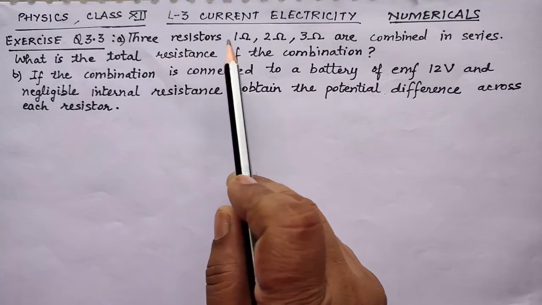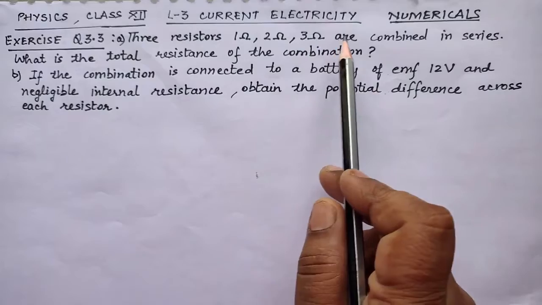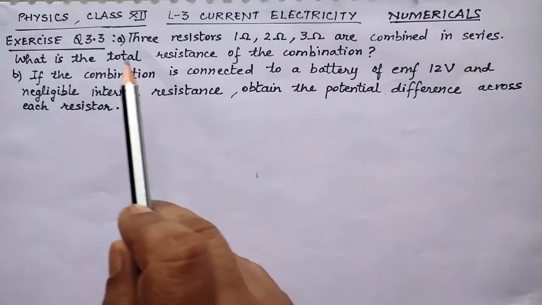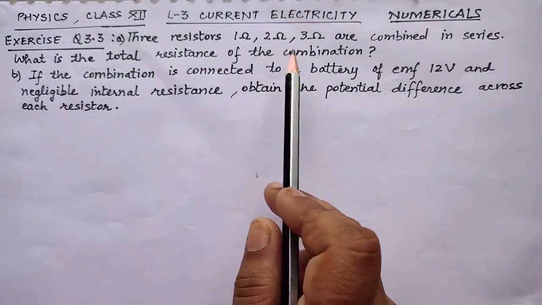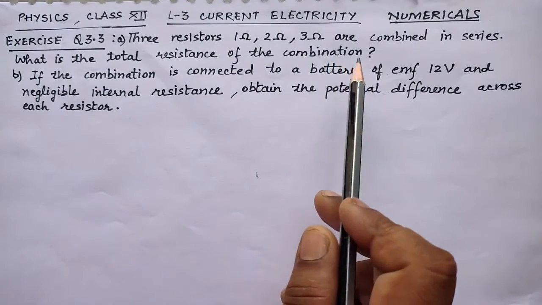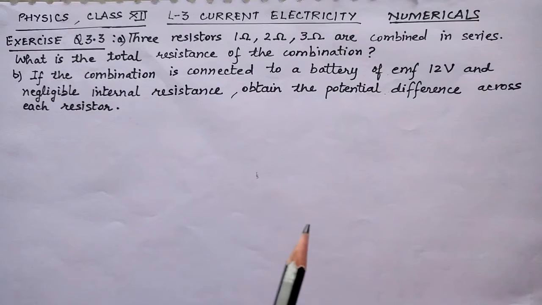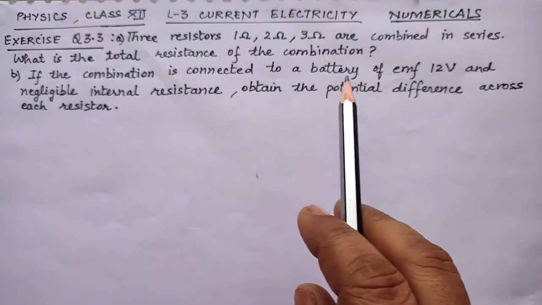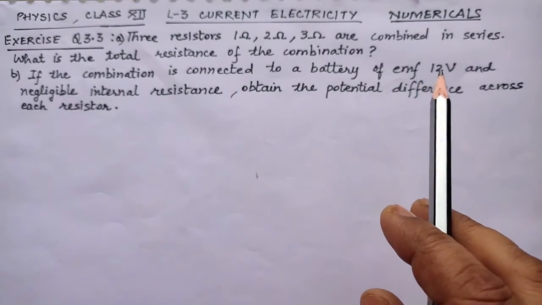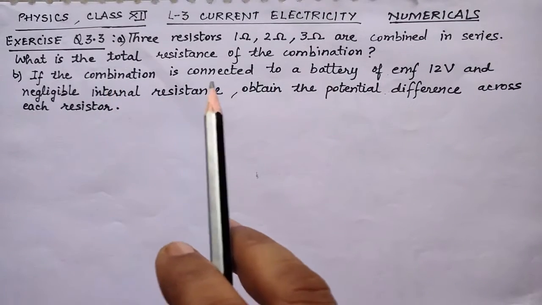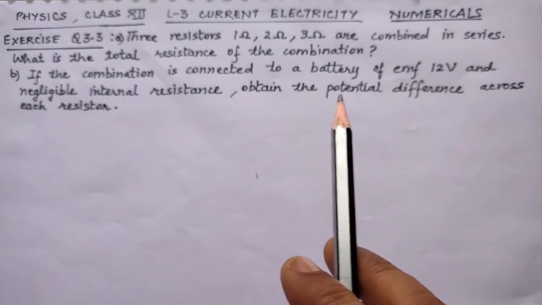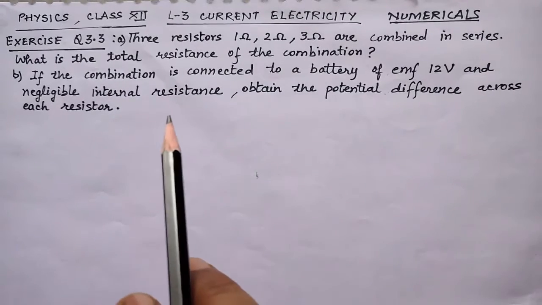3 resistors 1 ohm, 2 ohm and 3 ohm are combined in series. What is the total resistance of the combination? So we have 3 resistors combined in series and we have to check what is the total effective resistance of this whole combination. Second part of the question: if the combination is connected to a battery of 12 volts having EMF 12 volts and negligible internal resistance, obtain the potential difference across each resistor.